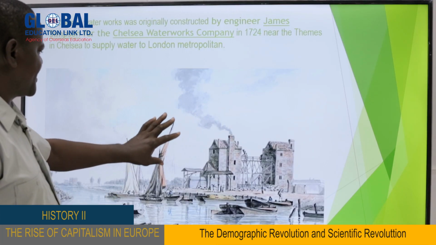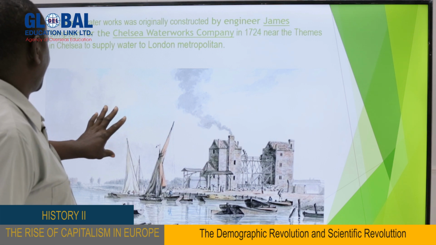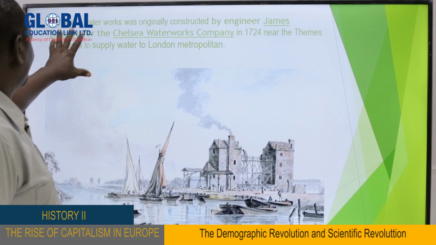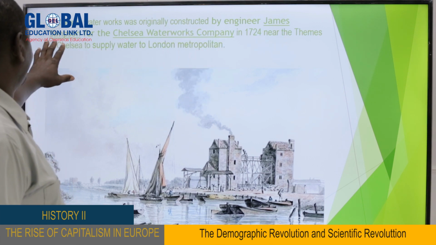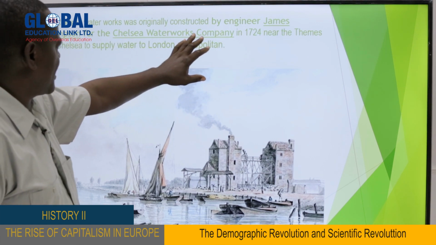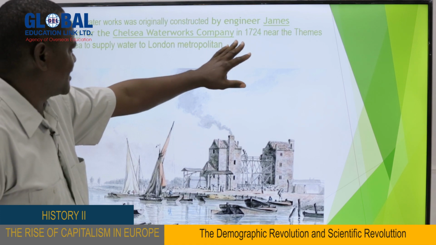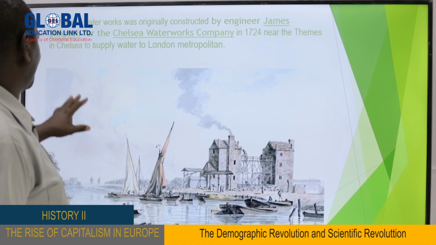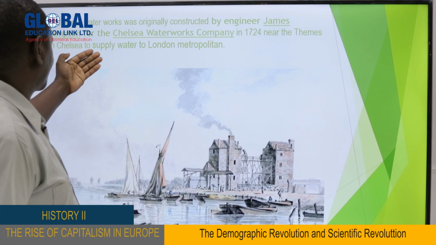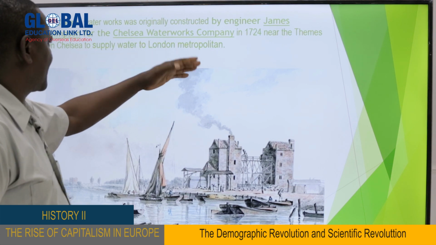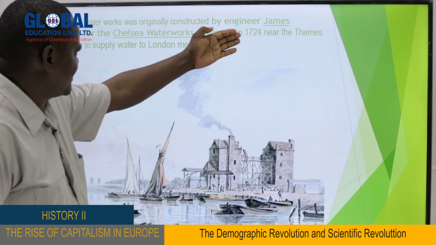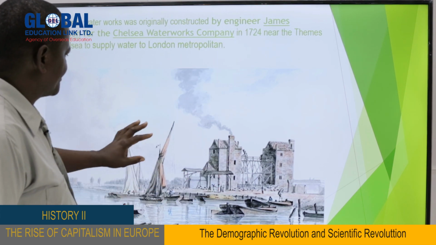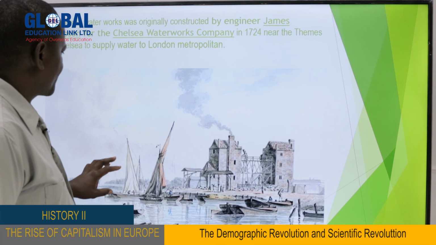My dear students, this is the example. This is a picture that shows the Chelsea Waterworks, which was originally constructed by engineer James Simpson for the Chelsea Waterworks Company in 1724 near the Thames River in London, in Chelsea, of course, to supply water to metropolitan London. So this was constructed in 1724 to supply water to metropolitan London.